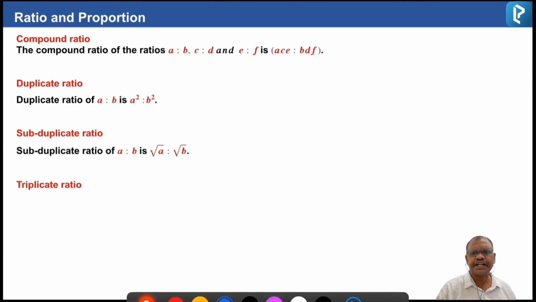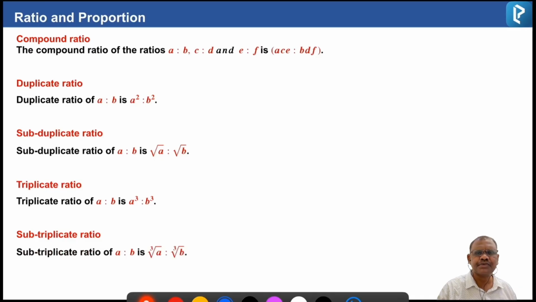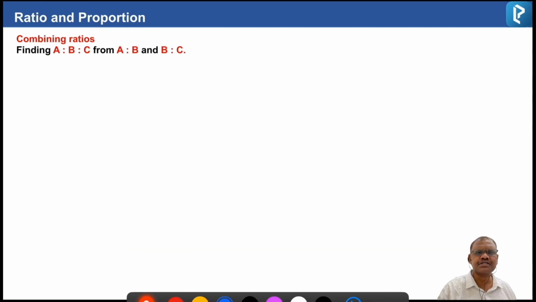Next is triplicate ratio. Triplicate ratio can be obtained by cubing the terms. For A is to B, the triplicate ratio is A cube is to B cube. Similarly, subtriplicate ratio can be obtained by finding the cube root of both the terms. For A is to B, subtriplicate ratio is cube root of A is to cube root of B. So these are the different types of ratios.